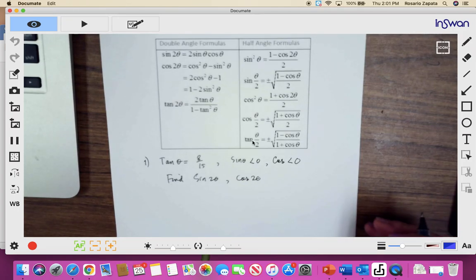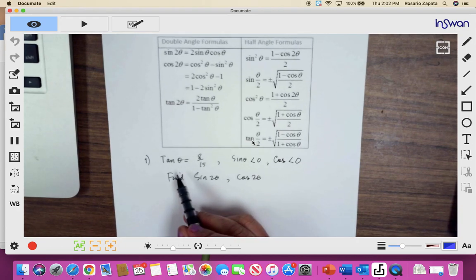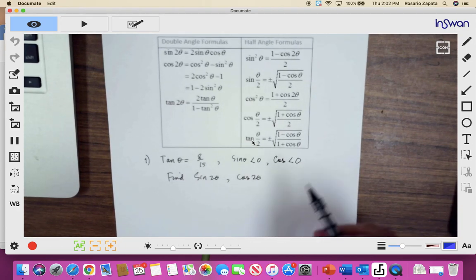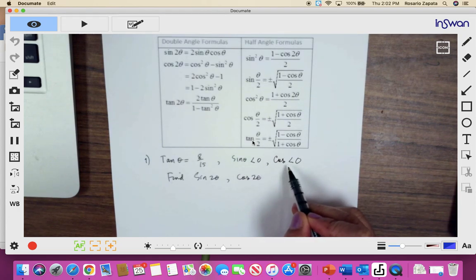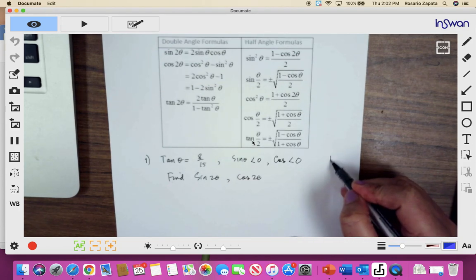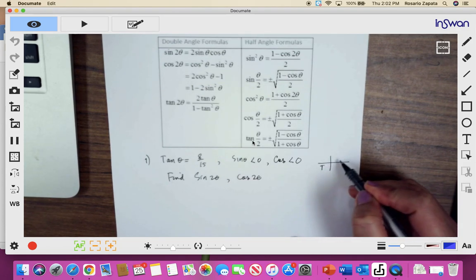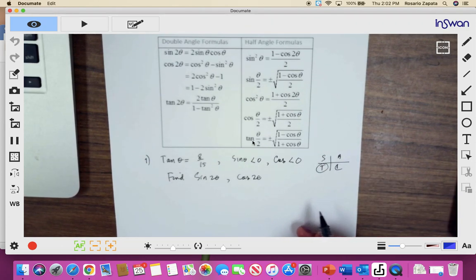Okay, so we will expand the study of circular functions by applying it to double angle and half angle formulas. Now, let's say you have tangent equals 8 over 15, and that sine is less than 0 and cosine is less than 0. That means both sine and cosine are negative, and it will refer to the third quadrant. At the third quadrant, tangent is positive and both sine and cosine are negative.